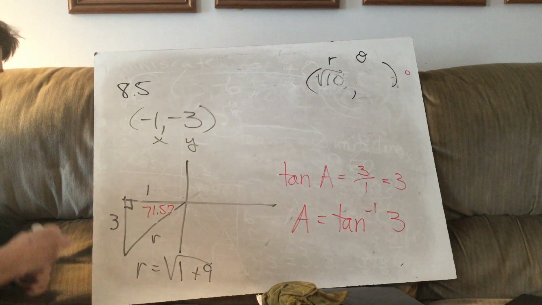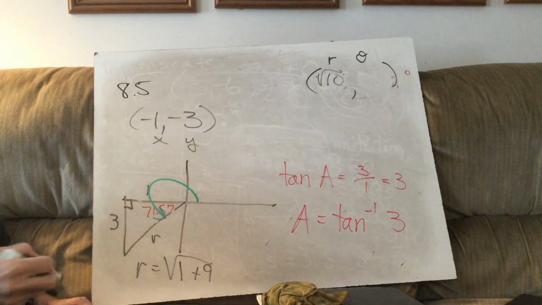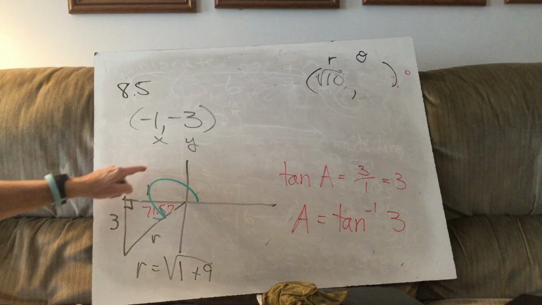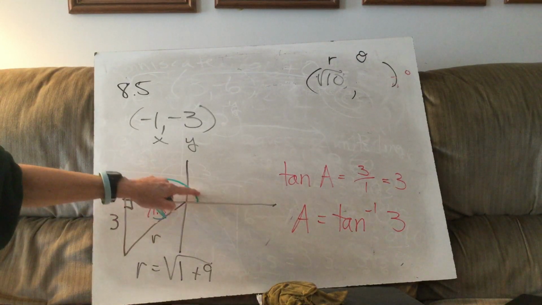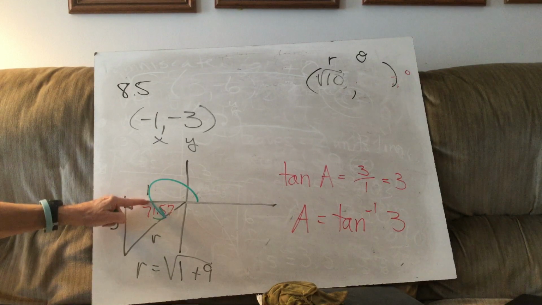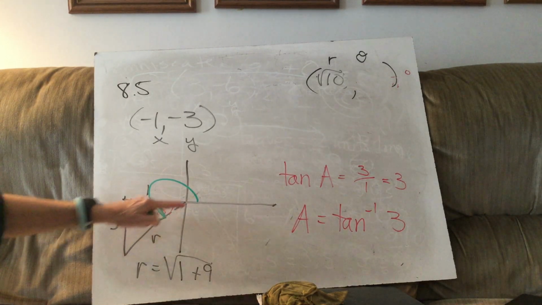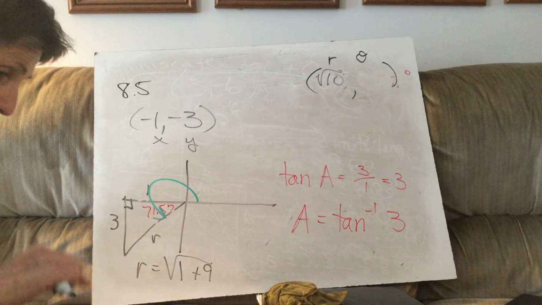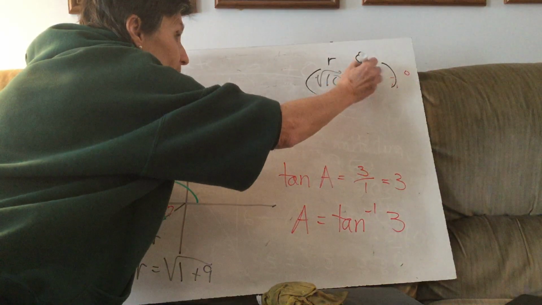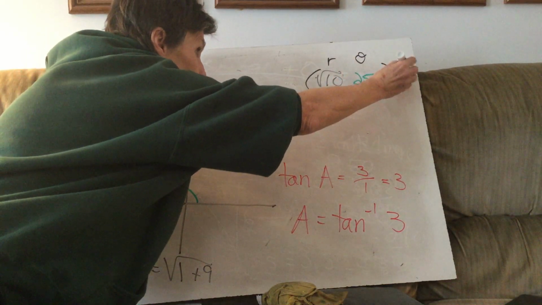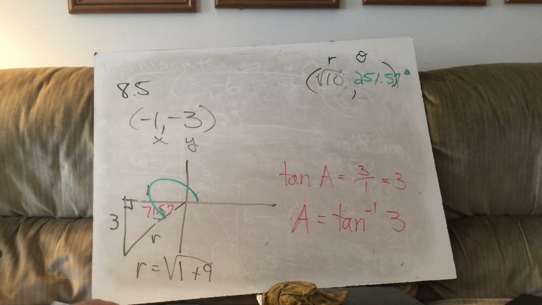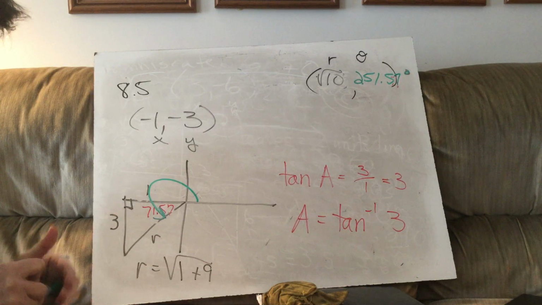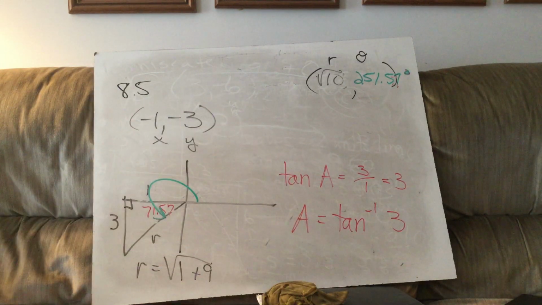I keep saying it over and over again. You have to be so careful. This is not theta. Theta is the angle in standard position. It has to start over here and come all the way around. So that's 180 plus 71.57, which is 251.57. And that is the theta. Those are your polar coordinates for the ordered pair -1, -3.